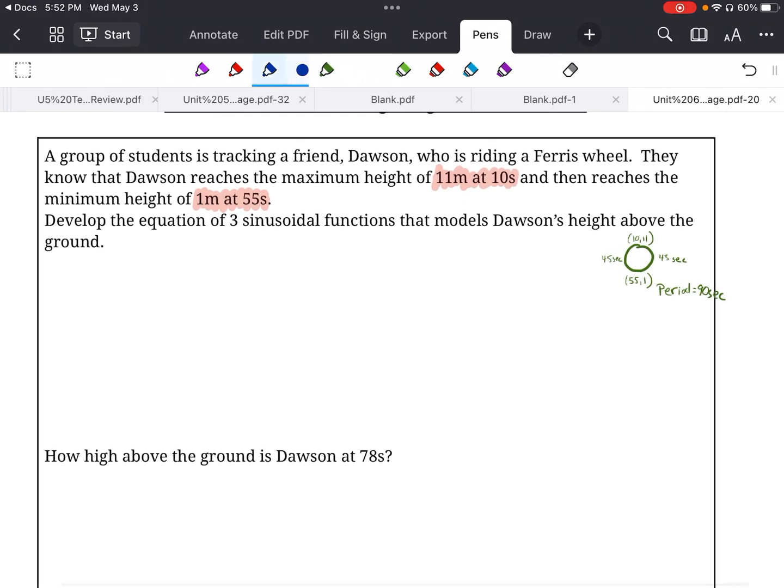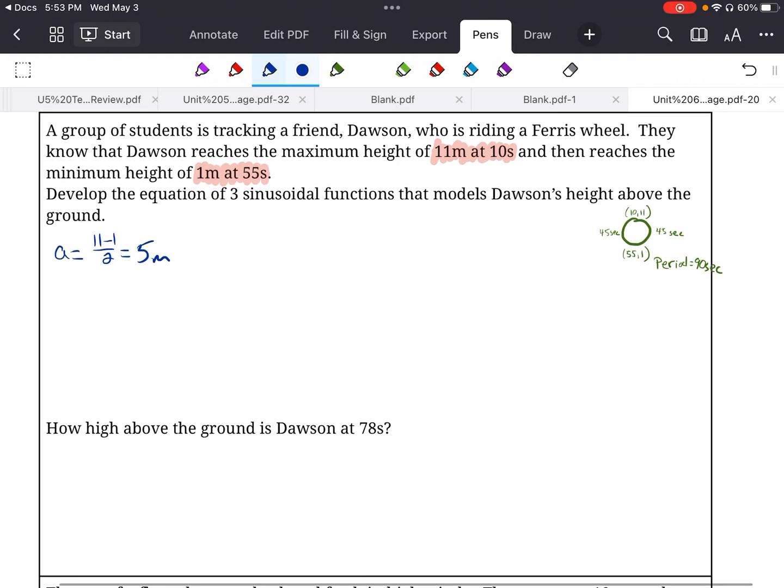As for the other information, to find our amplitude, we have the maximum minus the minimum divided by 2. So the amplitude is 5 meters. To get the equation of the axis, it's the maximum plus the minimum divided by 2, which is 6 meters. And the k value for our equations is 360 divided by our period of 90, which is 4.